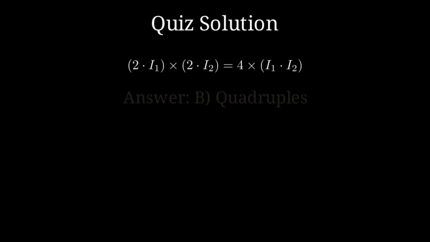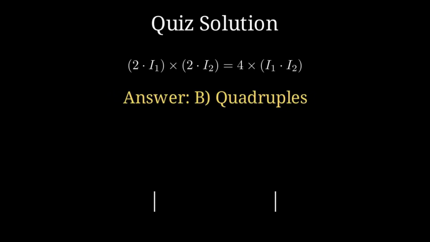The answer is quadrupled. Since the force is proportional to the product of both currents, doubling each one results in a force 4 times as strong.